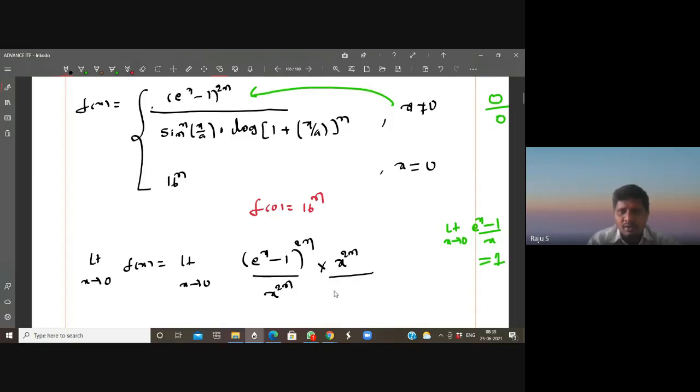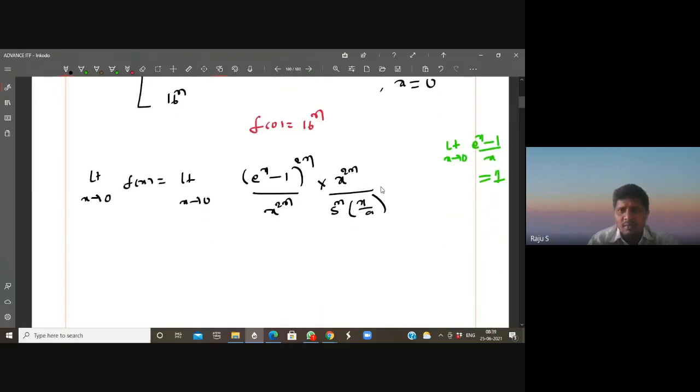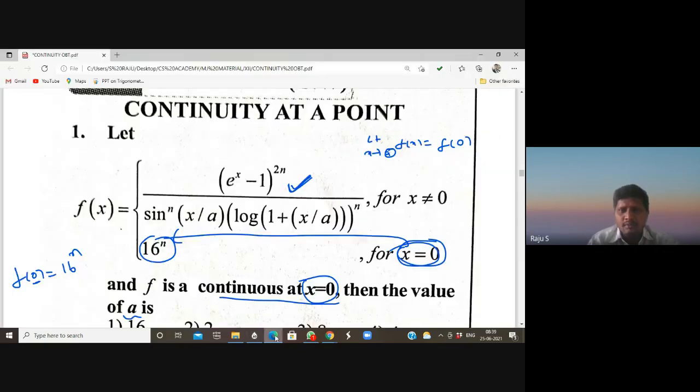Next, what I want to do, I want to write sine power n into x by a. There is a formula again, whether you remember or not. What is that formula? Sine x by x is 1. Shall I write here x by a? I want to multiply and divide with this, x by a whole to the power of n, into, again, it is in the form of log 1 plus x by a, x by a whole power n.